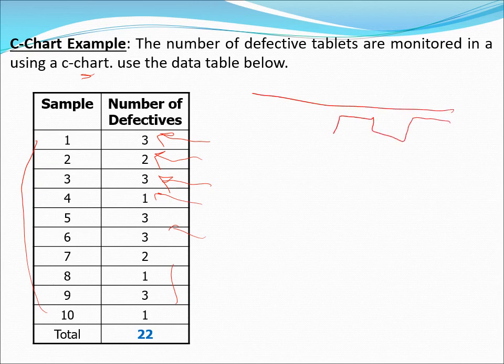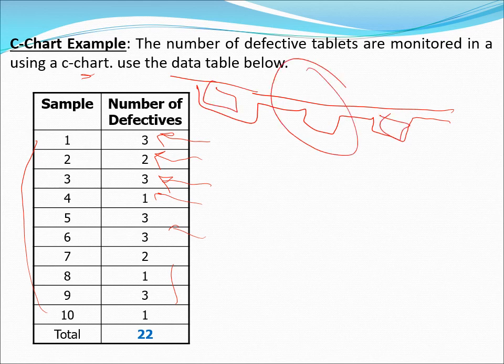You know that every blister should be filled by a tablet, but for example here that is a defective one. There is no tablet inside this blister. So that is the number of defective.